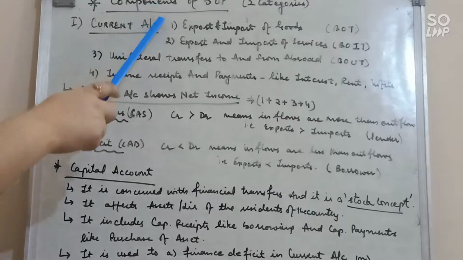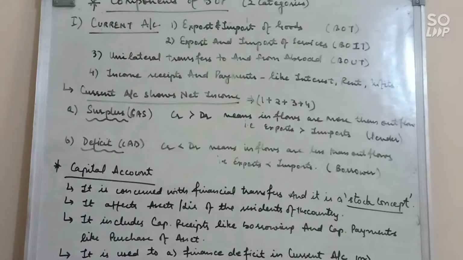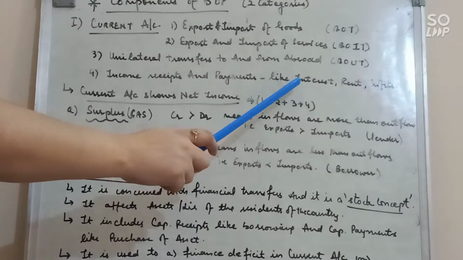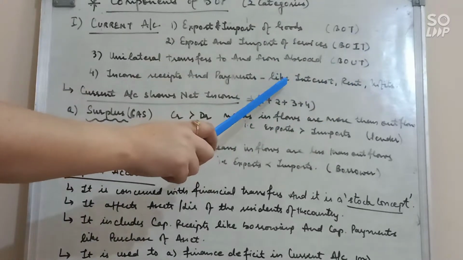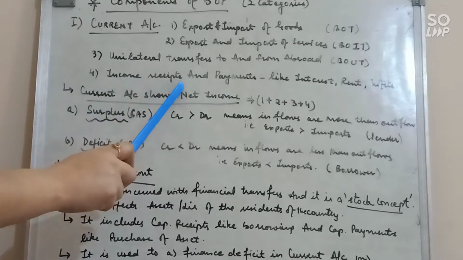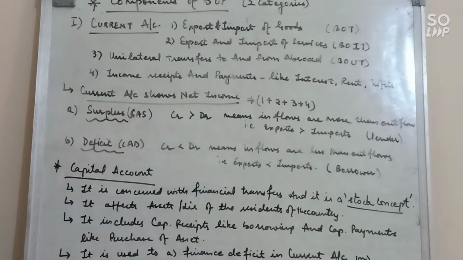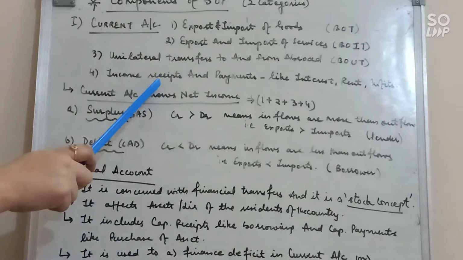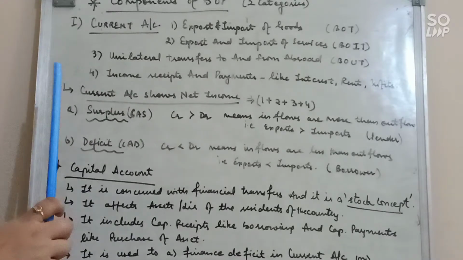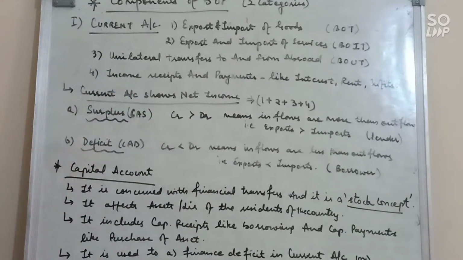Next is income receipts and payments. Except all these three, other receipts like interest, rent, profit, all the regular incomes which we will earn or which we will pay to abroad, will be recorded under this head. Under this, if we are receiving interest, rent, profit, etc., then we will record it on the credit side, and any payment we will record on the debit side. Again, in this also we will find out the balance.